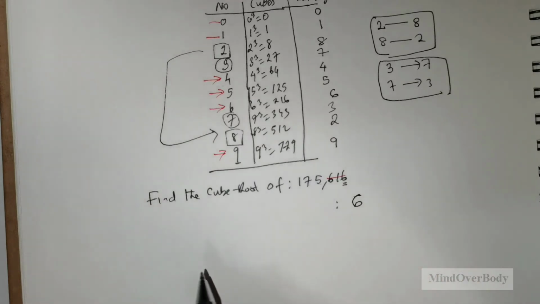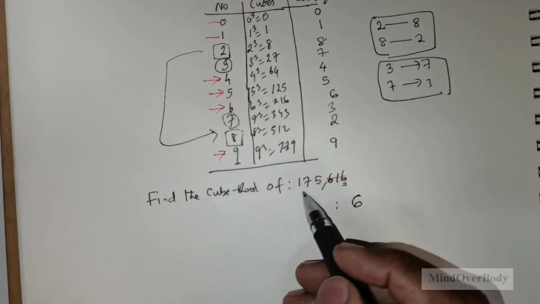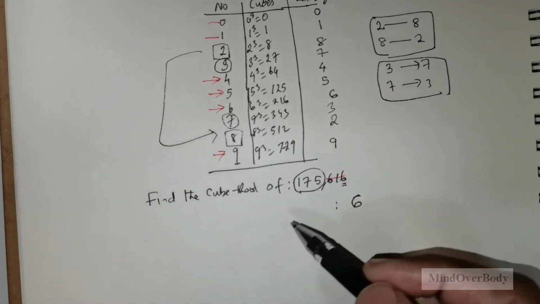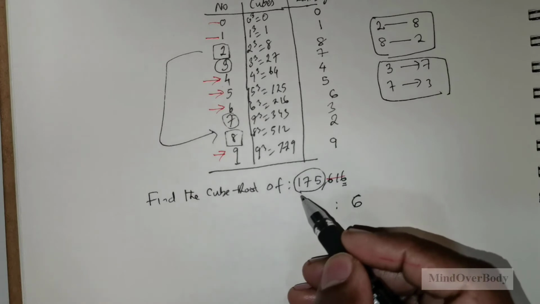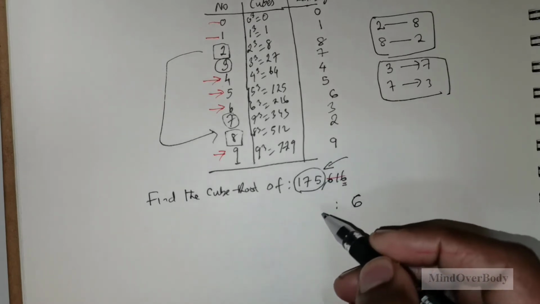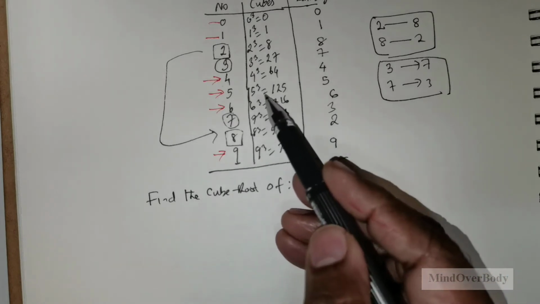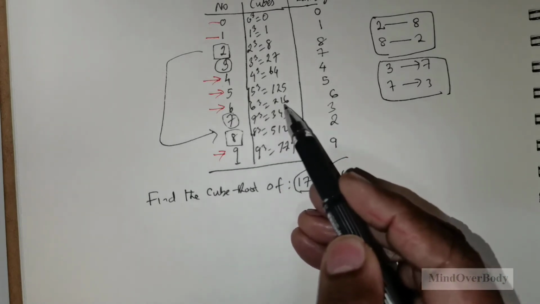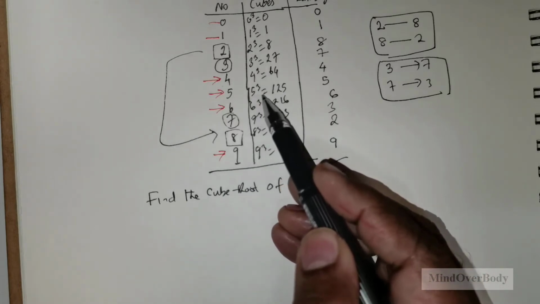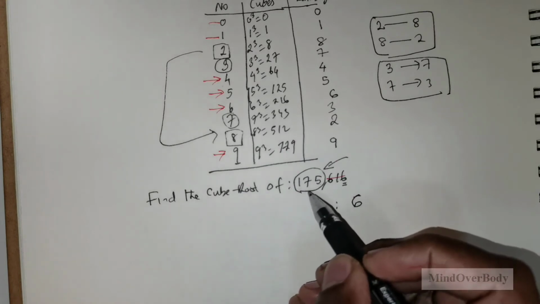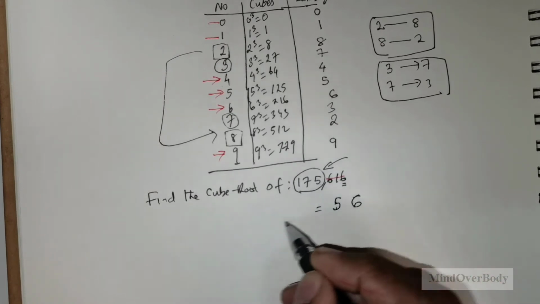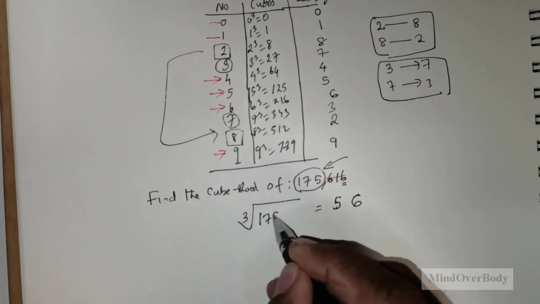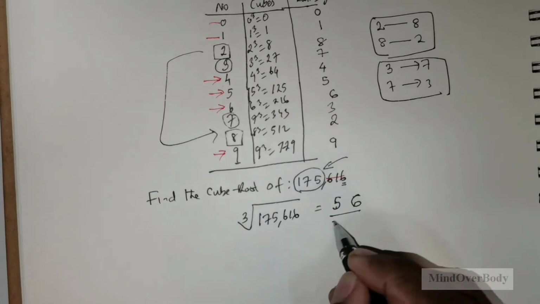Now you've got 175. On the table, look for the quantities which are less than 175. The quantity you are looking for should be closer to 175 but not greater than 175. Clearly, 5 cubed gives me 125 but 6 cubed gives me 216. So 5 produces a number which is closer to 175. So the other digit should be 5. So 56 is the cube root of 175,616. You can check that out.